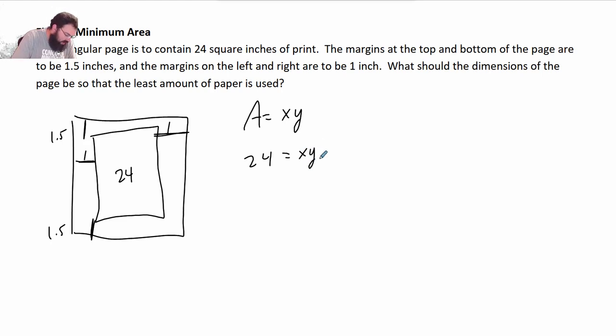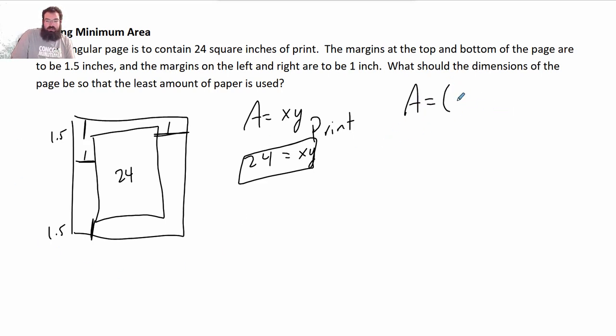Okay. And so then, what do we know? Well, this is the area of the print, right? What is the area of the actual page? Well, the area of the page is equal to x. We'll say x is lengthwise, going side to side. So x is actually x plus 2, because x technically is this piece here, but now we have to add the 1 for this side and the 1 for that side. So that's where we get x plus 2. And then top to bottom, it's now y plus 3. Okay? So now this is our page area.